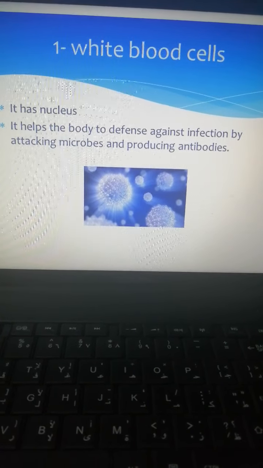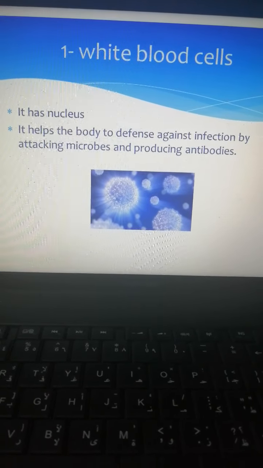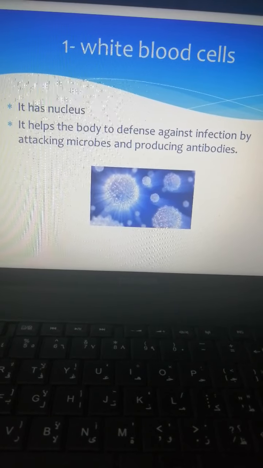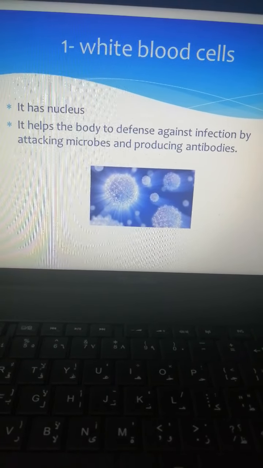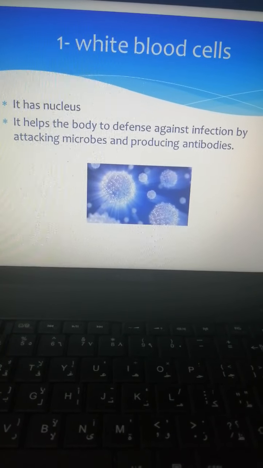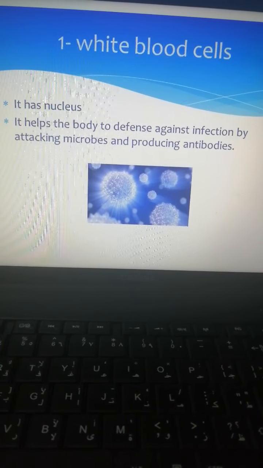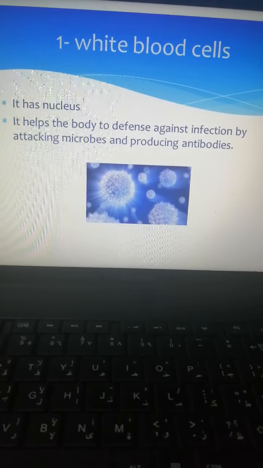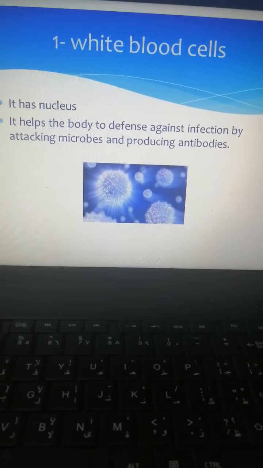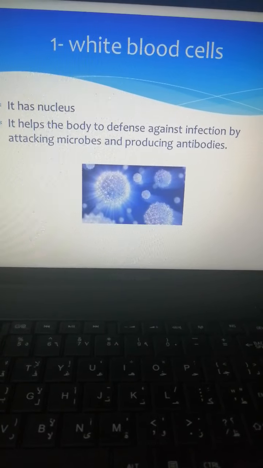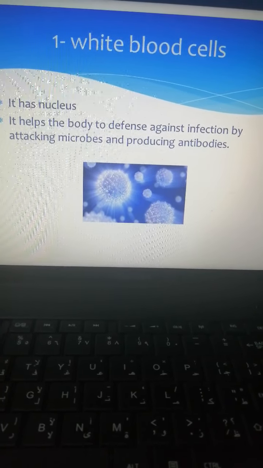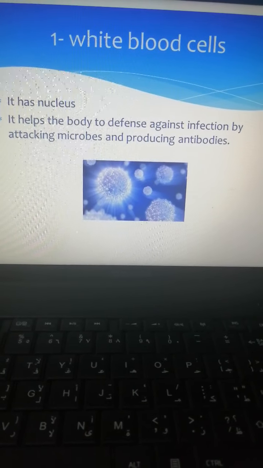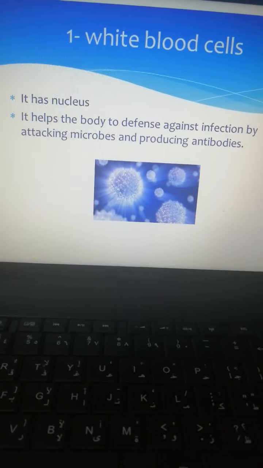Let's start with the white blood cells. Each white blood cell has a nucleus. It helps the body to defend against infection by attacking microbes and producing antibodies. So what is the function of white blood cells? To defend against infection by attacking microbes and producing antibodies.